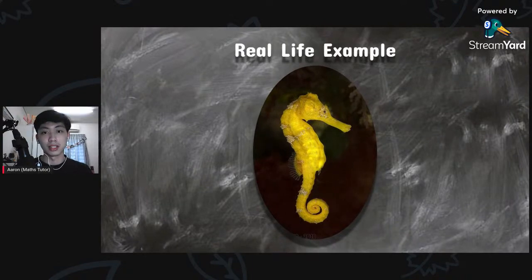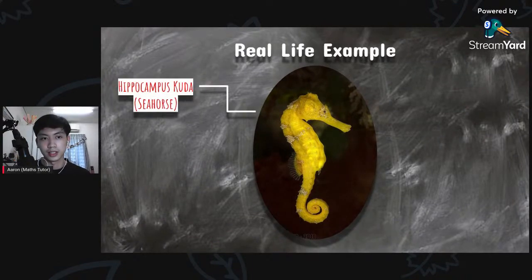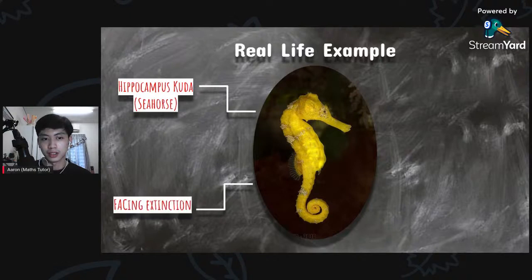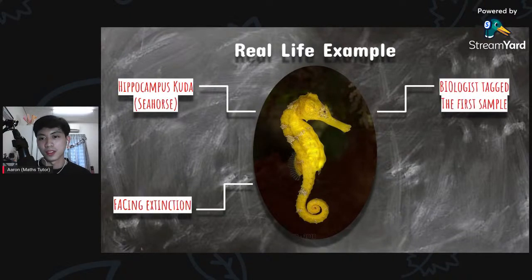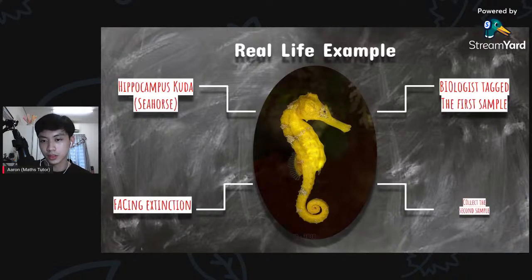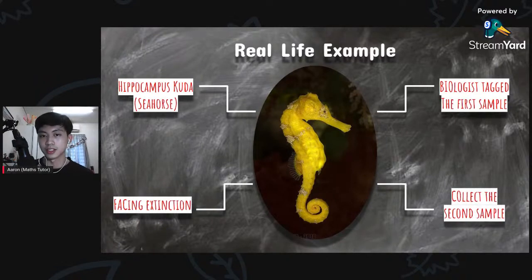The last one, I show you a real life example here. This one is a seahorse, a hippocampus, kuda. But this seahorse is facing extinction. Very sad. So now everyone here is the biologist, and we want to calculate the total population. We need to calculate how many seahorses are still available in the ocean.